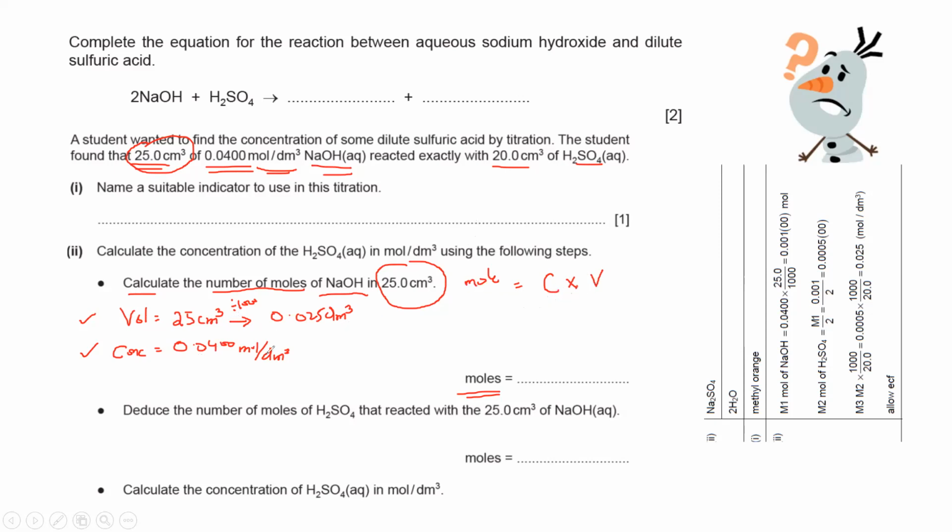What is the concentration of sodium hydroxide? That is 0.04 multiplied by volume of sodium hydroxide given in the question, 25 cm3, or 0.025 dm cube. So when you multiply these two numbers, what you will get? You will get the moles of sodium hydroxide, which will come out as 0.001.